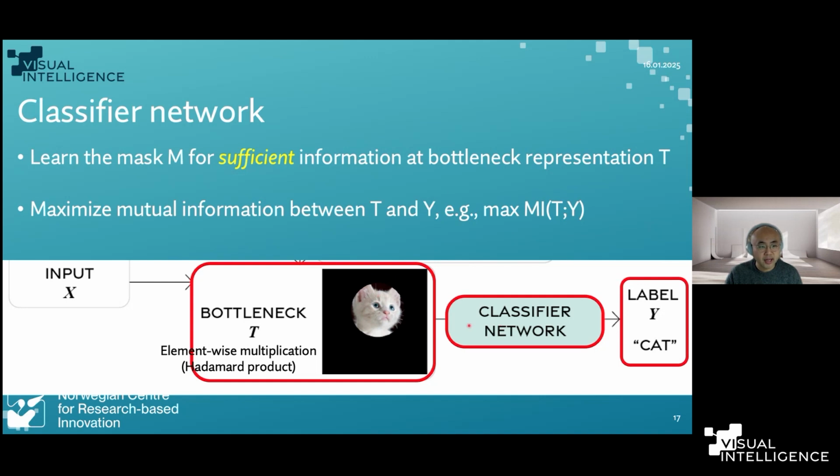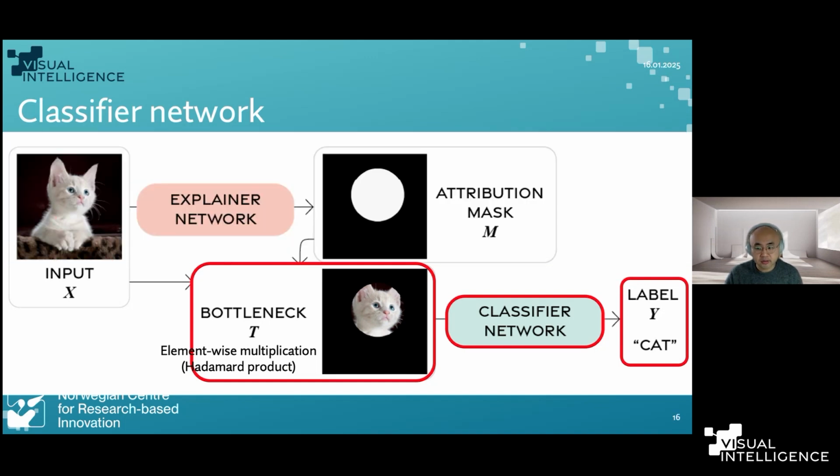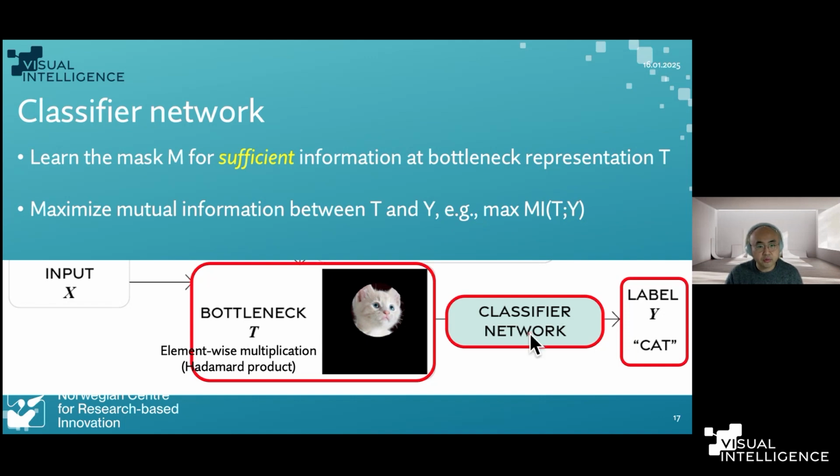So it contributes to mask M for sufficient information at bottleneck representation T. Because as you see, this is fixed information. This is also fixed information. All we can control is this mask M. And this bottleneck representation is also controlled by this mask M. So this classifier network tries to learn the mask M for sufficient information at the bottleneck representation T. And this can be formulated by maximizing mutual information between this bottleneck representation T and this label Y. So yeah, maximize mutual information T and Y.